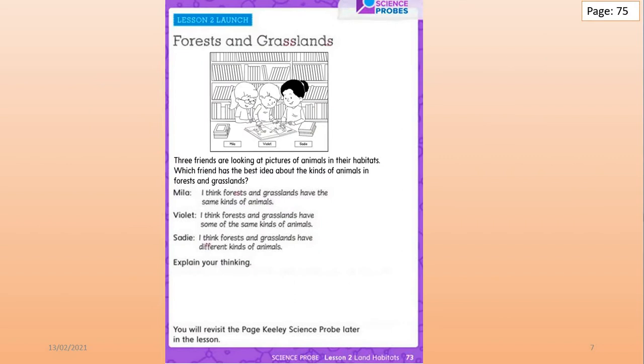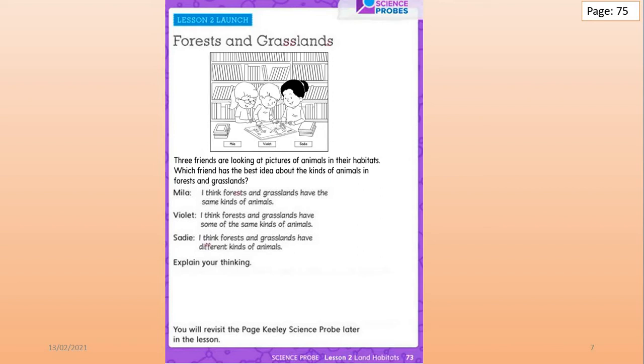There are three friends looking at pictures of animals in their habitats. They are Mila, Violet, and Sadie. They are wondering about kinds of animals in forests and grasslands. Mila thinks that forests and grasslands have the same kinds of animals. Violet thinks that forests and grasslands have some of the same kinds of animals. Sadie thinks that forests and grasslands have different kinds of animals.